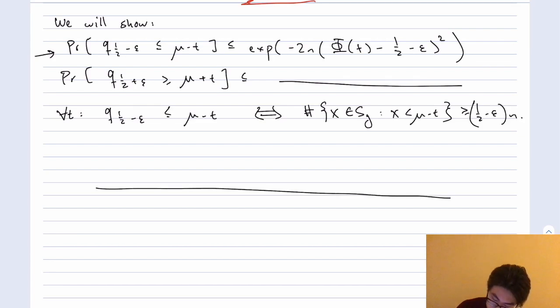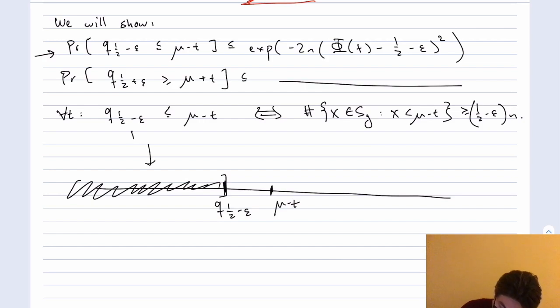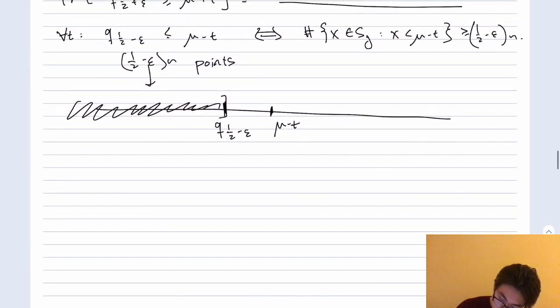Pictorially, what's going on is the following. So here is my 1/2 minus epsilon quantile, and here is my point mu minus t, which is supposed to be greater than this quantile. Well, the very definition of this quantile is that in this interval here, there are 1/2 minus epsilon times n points, which certainly means that there are also at least 1/2 minus epsilon n points to the left of mu minus t. Right? So now we just need to bound the probability of this event.